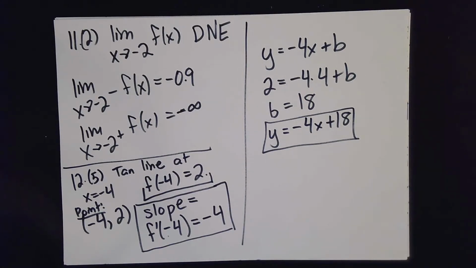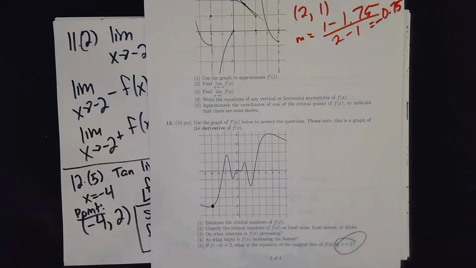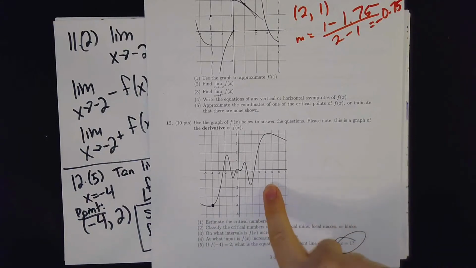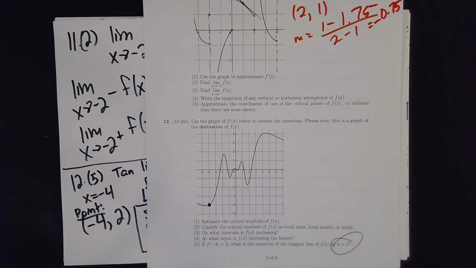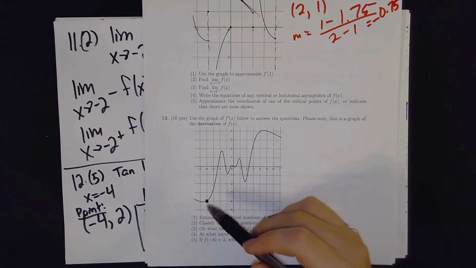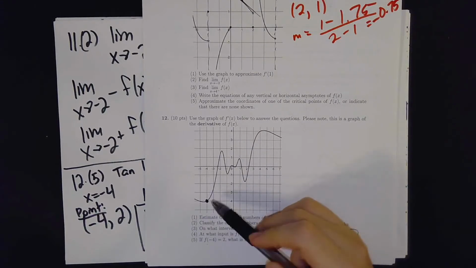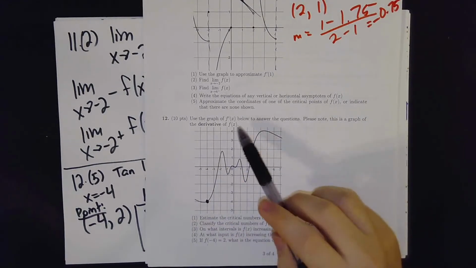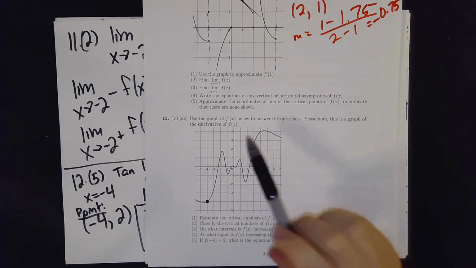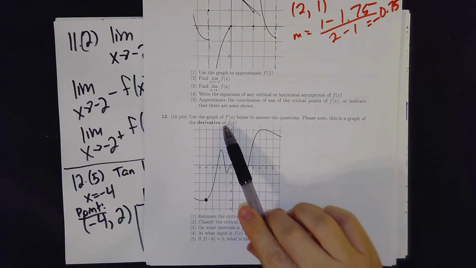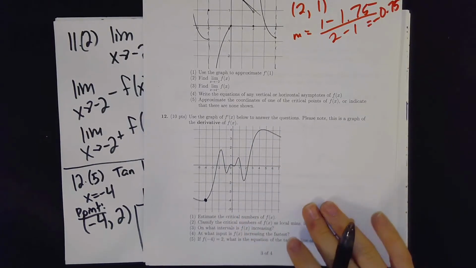Reminder, because I know a few people got confused about this on the similar question on the test: this is not the tangent line to this graph. The tangent line to this graph would definitely have positive slope, but this also is not the graph of f. This is the graph of f prime, and that's the important thing to remember here.